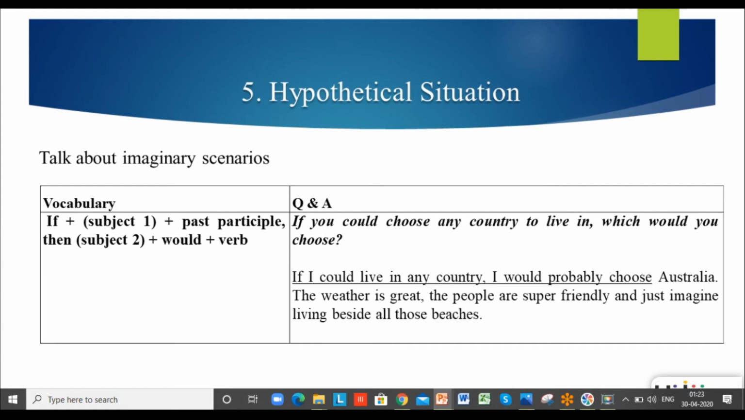If you could choose any country to live in, which would you choose? If I could live in any country, I would probably choose Australia. The weather is great, the people are super friendly, and just imagine living beside all those beaches.